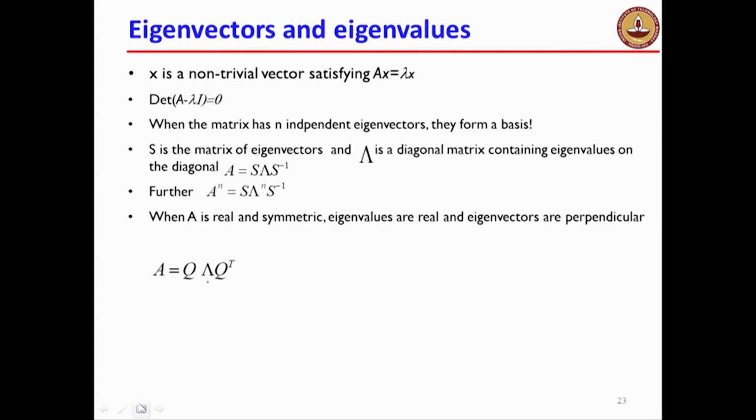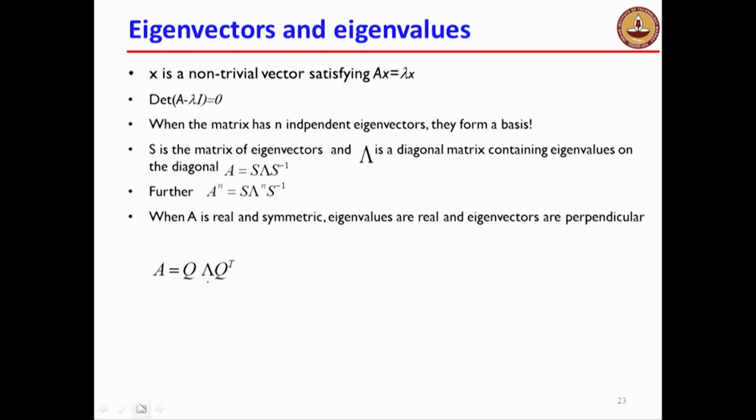Okay, so we will recap what we have learned so far. Eigenvectors are those non-trivial vectors which satisfy Ax equal to lambda x. Non-trivial meaning x should not be equal to 0, because otherwise, remember why did we insist on x not equal to 0? If x were equal to 0, then any value of lambda will satisfy this equation. Right? Then it doesn't make sense to be asking this question at all.